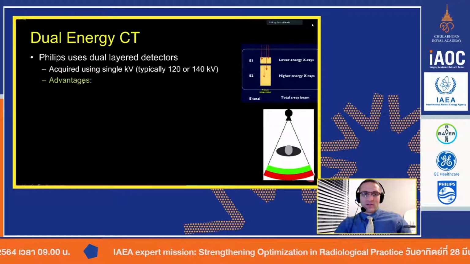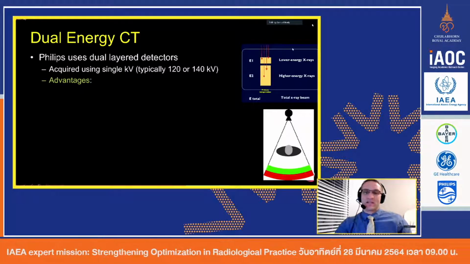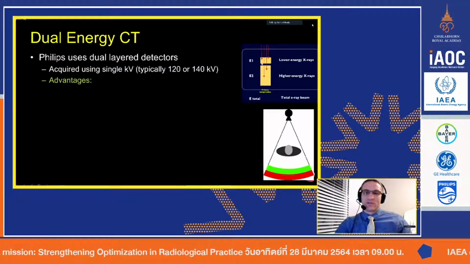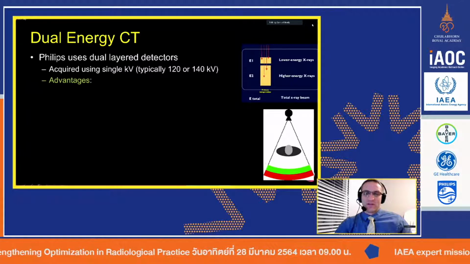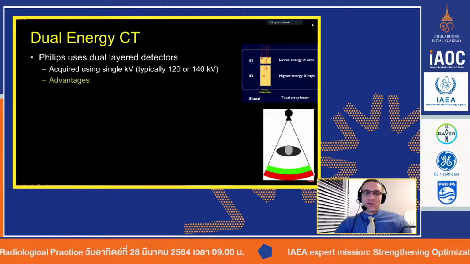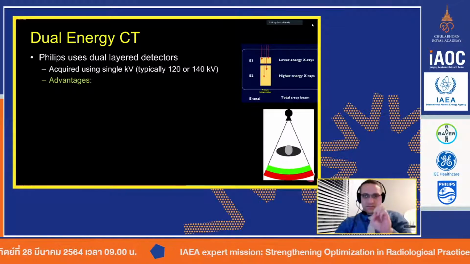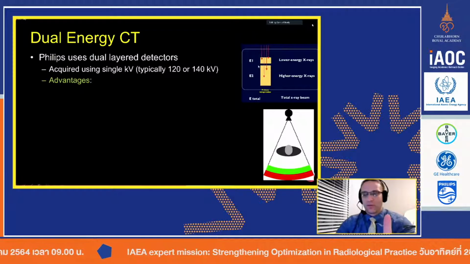All right, so going on to the Philips scanner, they are distinct in that they basically put two detectors on top of each other, and then they put a little bit of a filter in between. So what's happening here is you're going to only acquire the image using one kV, either 120 or 140.